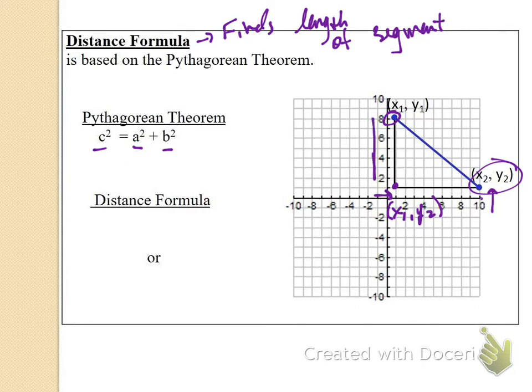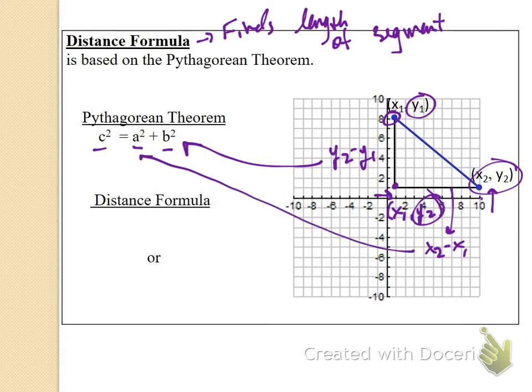Well, if I want to find this length, the ruler postulate says that we can use the coordinates and subtract them. Since going up and down is moving in the y direction, we would use these two and make the length of this segment y2 minus y1. And since this direction is in the x direction, we would make this side x2 minus x1. Those are the legs of our right triangle, and so these go in for a and for b.